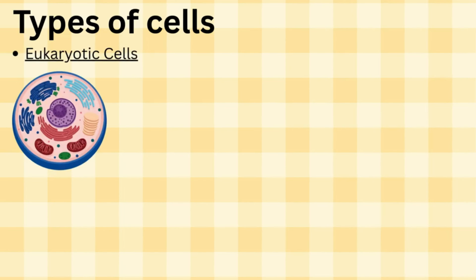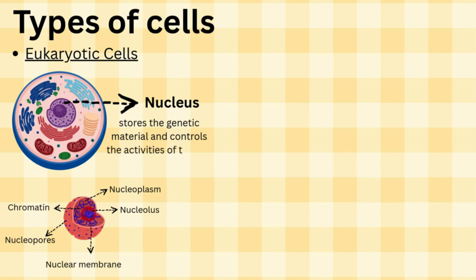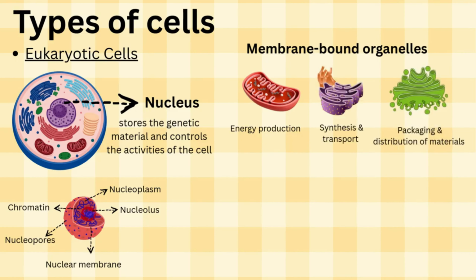Eukaryotic cells are larger and more complex. Unlike prokaryotic cells, they contain a true nucleus surrounded by a nuclear membrane. This nucleus stores the genetic material and controls the activities of the cell. Eukaryotic cells also contain membrane-bound organelles, each performing specific functions inside the cell. Examples include mitochondria for energy production, endoplasmic reticulum for synthesis and transport, and Golgi apparatus for packaging and distribution of materials.